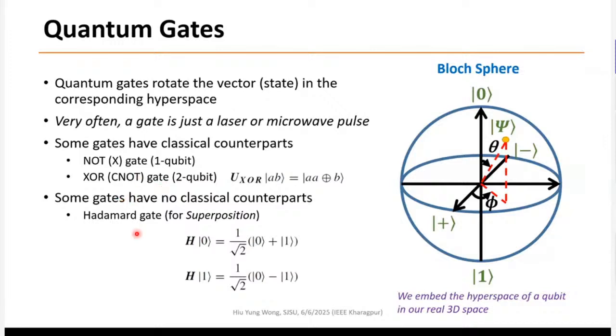For example, the Hadamard gate. Why? For example, I apply the Hadamard gate to the basis state 0. It gives me a superposition state. Think about that. In classical computing, if you have a register, you would expect it to be either at 0 or 1. It cannot be at 0 plus 1. That would be an error, right? But this is okay in quantum computing.